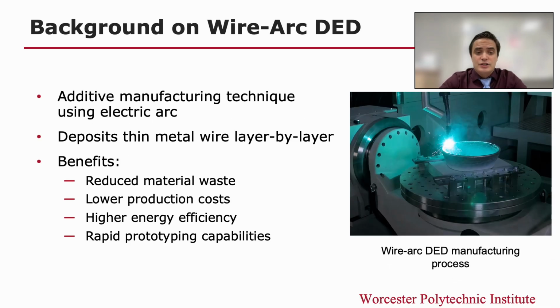It's an additive manufacturing technique that uses an electric arc such as this to melt and deposit a thin wire. This process deposits a wire layer by layer, much like a regular 3D printer, except using metal. Some key advantages compared to traditional manufacturing include reduced material waste, lower production costs, higher energy efficiency, and rapid prototyping capabilities for accelerated design refinement.